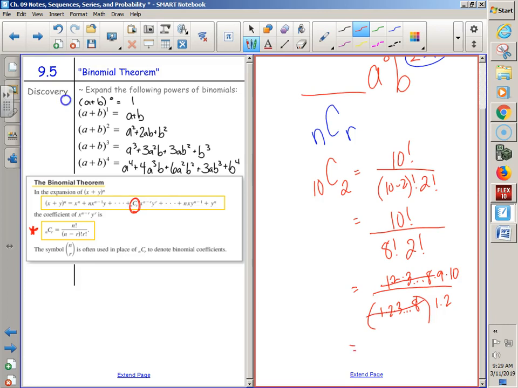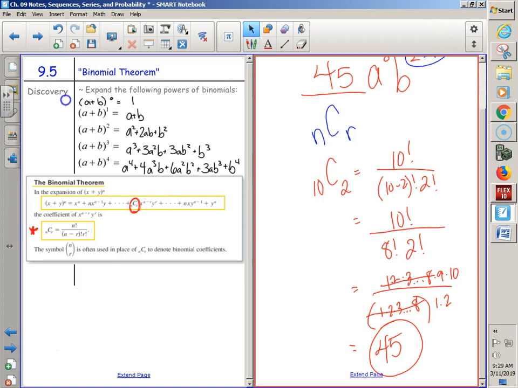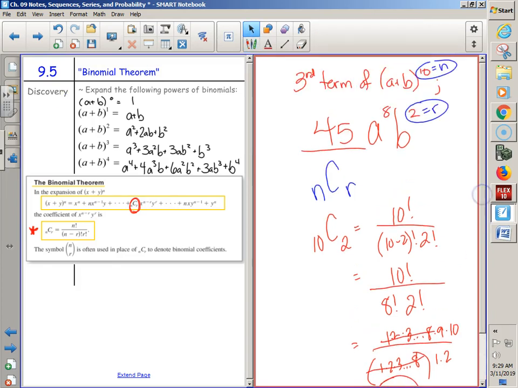What's 90 over 2? What should happen if you kept on going all the way down to the 10th row and you counted over 3 spots? Well, that's the third term of a plus b to the 10th. Oh, we're going to start having fun on this one tomorrow.